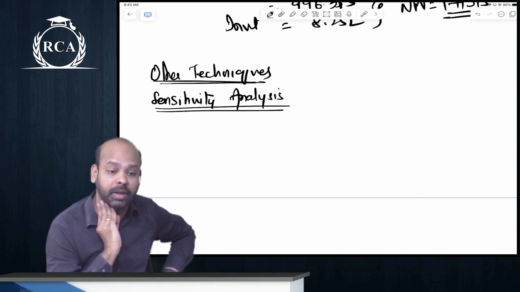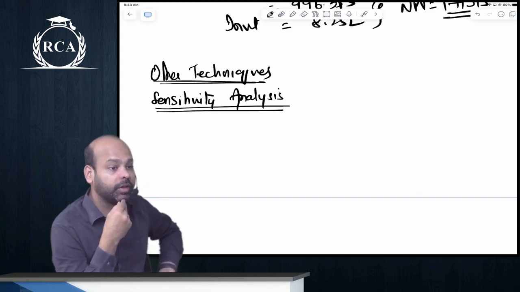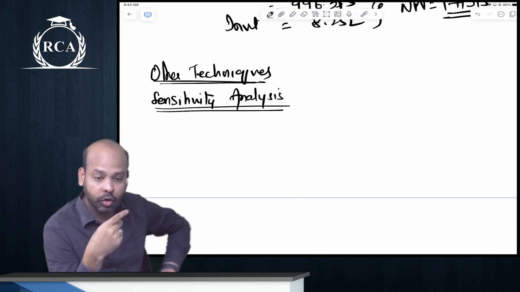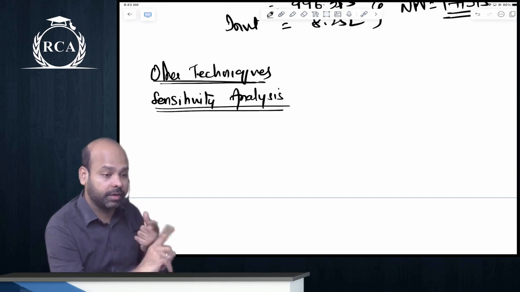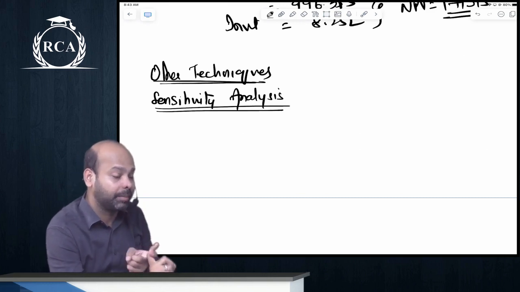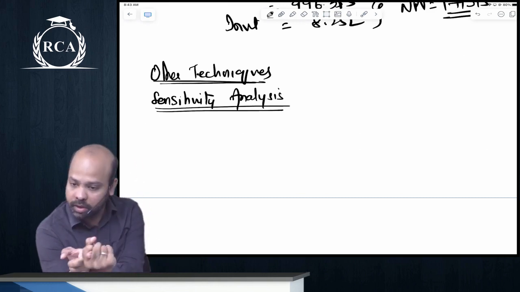Your entire NPV computation, guys, will be based on estimates of certain things. You will have to estimate sales volume, selling price, variable cost, fixed cost, life of the project, cost of capital, among all other things.